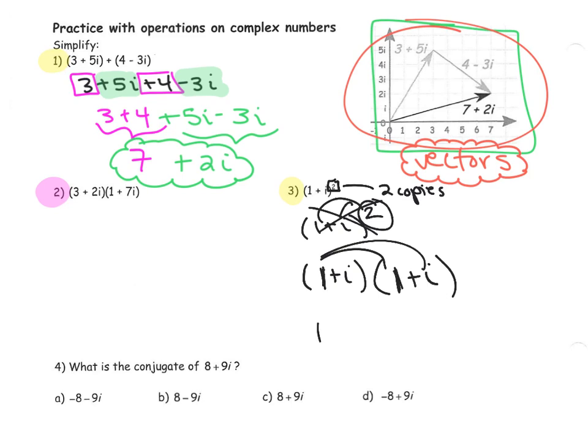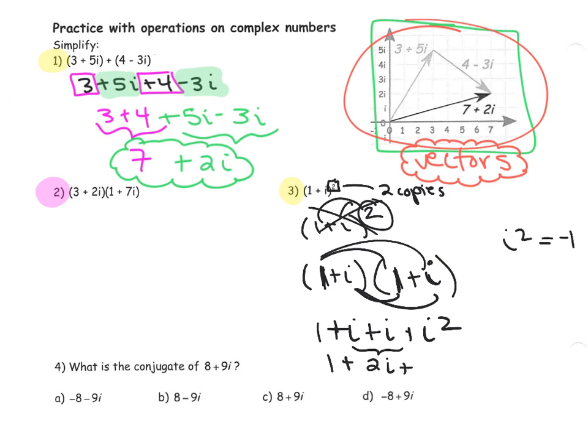1 times 1 is 1. 1 times i is i. I'm not writing plus 1i. You guys are above that. Plus i and then plus i squared. I plus i, that's 2i. Plus i squared. You've got to remember, i squared is negative 1. So this is plus a negative 1. 1 minus 1 is 0, so those cancel out, and I'm left with 2i.